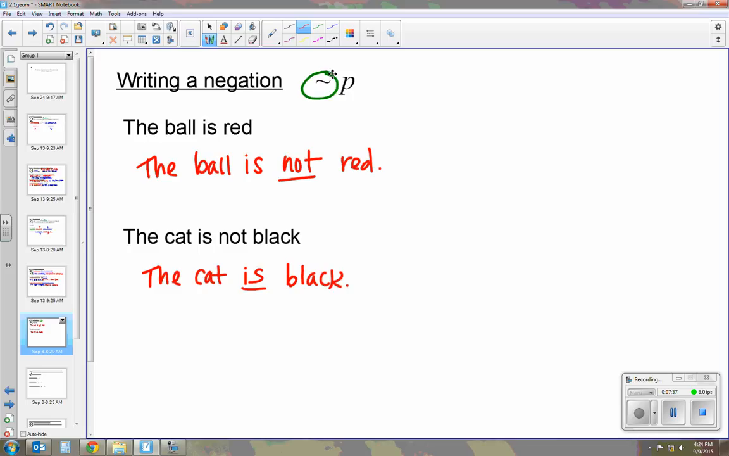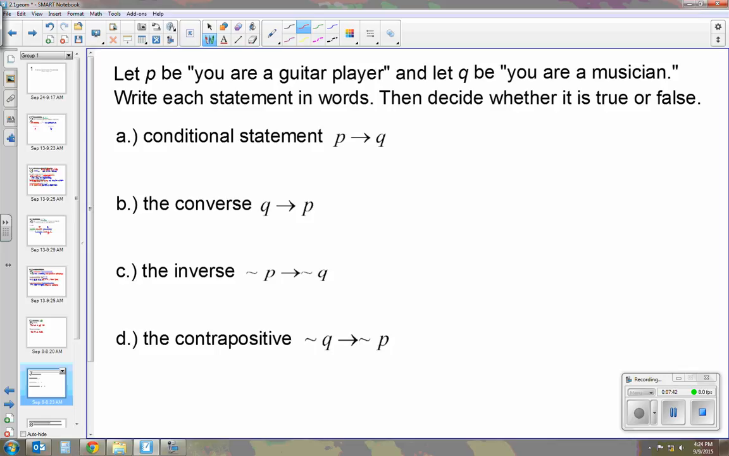So we can go either way to negate a sentence. Okay? So let's put all of our pieces together and start writing these different statements. The first thing says let P, which is our hypothesis, be you are a guitar player. And then let Q, which is our conclusion, be you are a musician. And we're going to use our P's and Q's and our symbols to help us write these statements. So we're going to write each statement in words. Then we're going to decide if that statement is true or false. So A says write a conditional statement, and it shows a symbol if P then Q. So we know to write it in if then format.